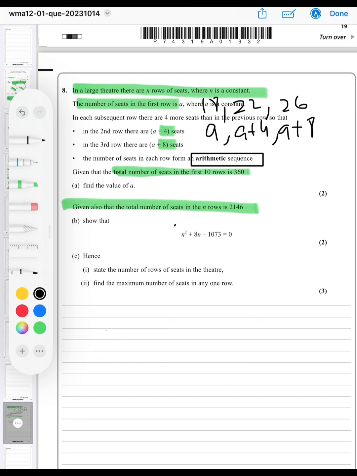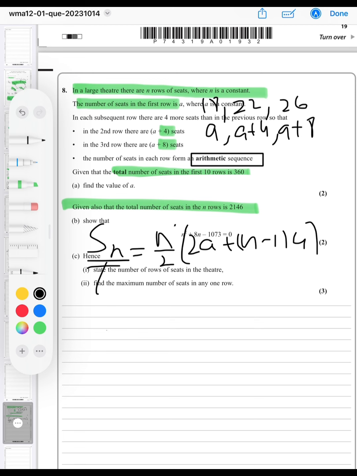Given also that the total number of seats in n rows is 2146, show that. Again, they are using the sum formula, n upon 2, and this time n is unknown: 2A plus n minus 1, and the distance is, like they already mentioned, 4. It's a constant distance. So the summation is 2146 equals, and we got the value of A, which is 18. So 18 times 2 will be 36.